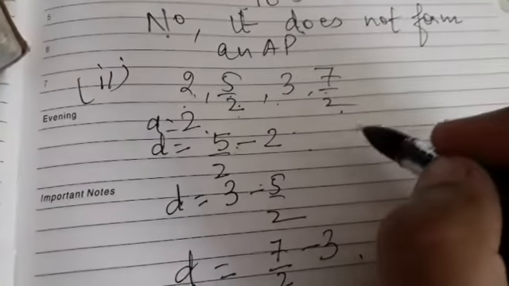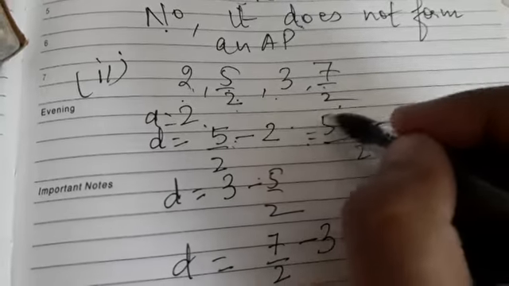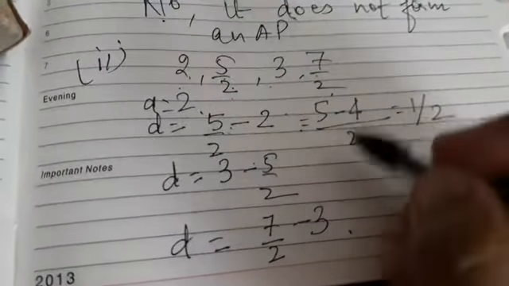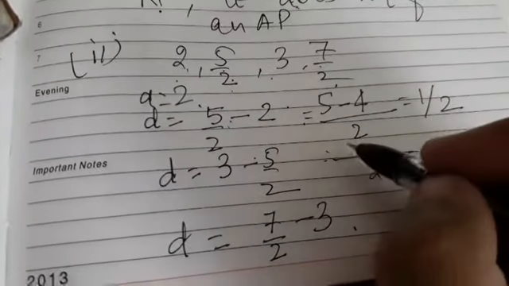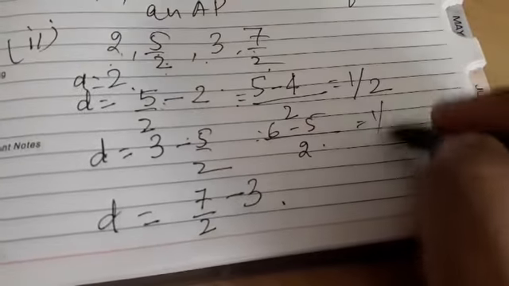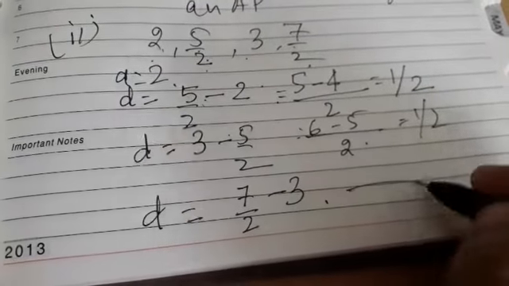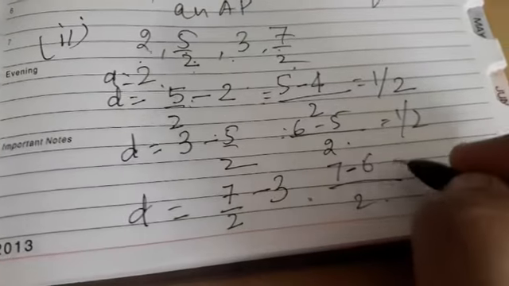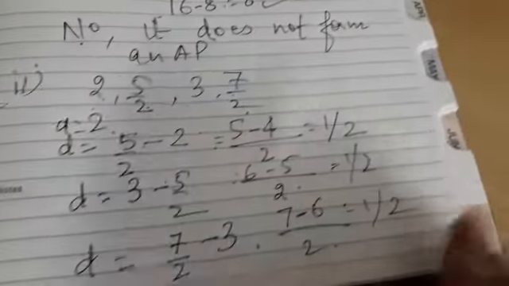5 upon 2 minus 2, we have to find the LCM, which will give you 5 minus 4, that will give you half, 1 by 2. Here also the LCM will be 2, 6 minus 5, which will give you again 1 by 2. And here also find the LCM 2, 7 minus 6, 1 by 2. So as you can see, the common difference is half. It forms an AP, and we will write the next three terms.